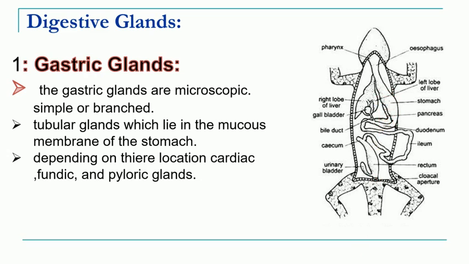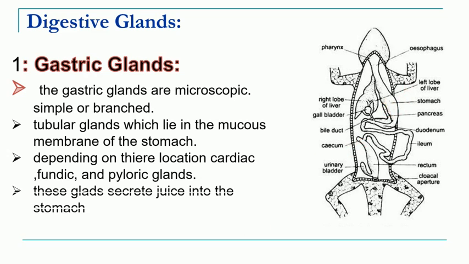Inside the stomach there are many small pit-like structures present internally, and in these small pits you will find the presence of these gastric glands. Now what is the function of gastric glands? They are responsible for secreting the gastric juices into the stomach, which are responsible for the digestion of food.